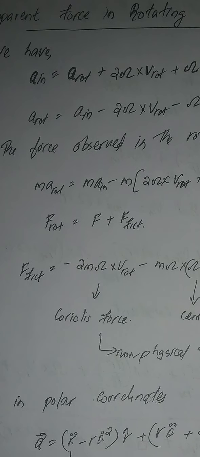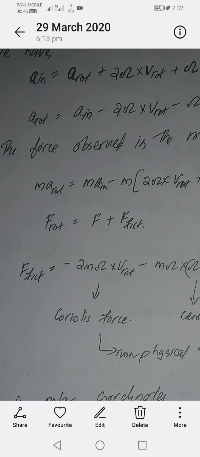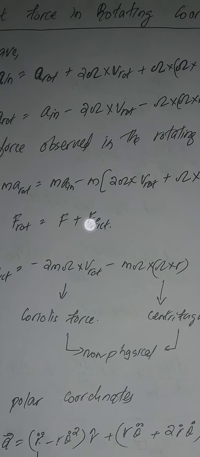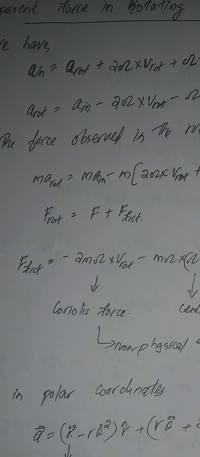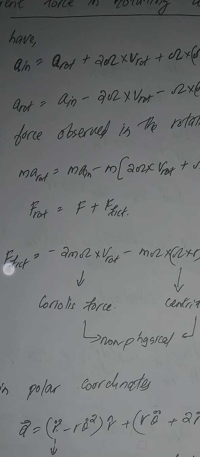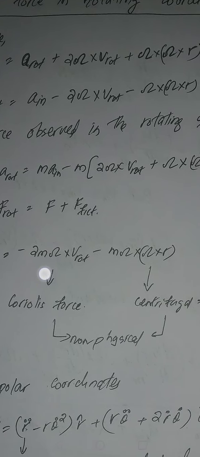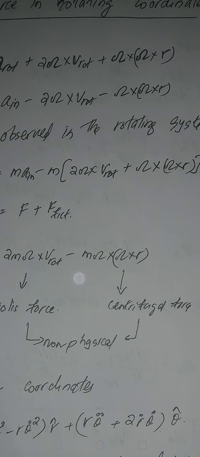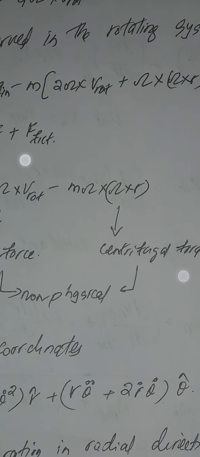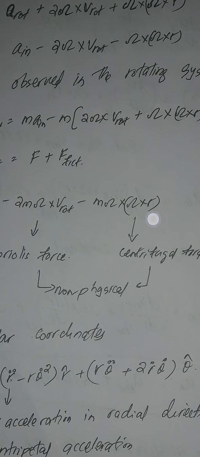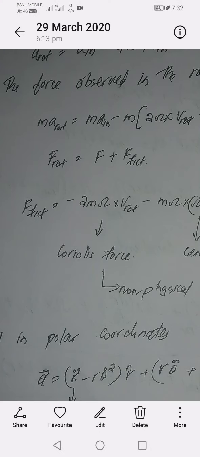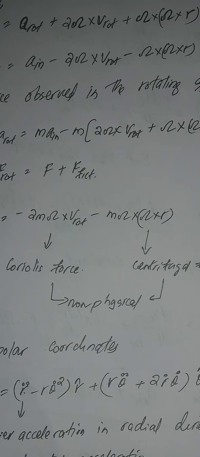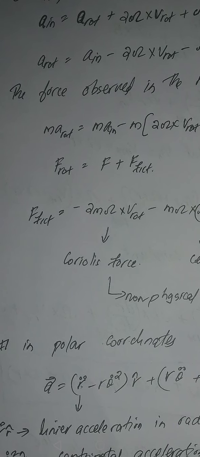That is equal to m A rotation, which I call F rotation, is equal to F plus F fictitious, where F fictitious is the quantity inside the bracket with minus m. So F fictitious is minus 2m omega cross V rotation minus m omega cross R, where the first term is the Coriolis force and the second term is the centrifugal force.